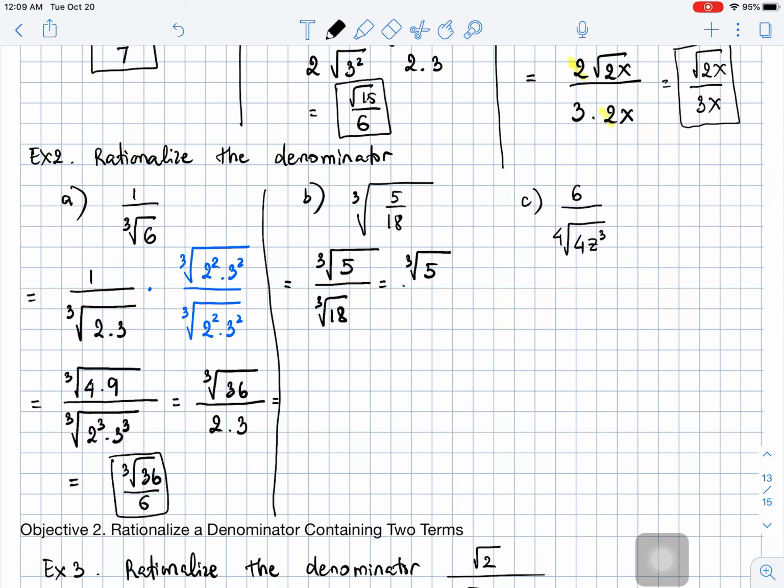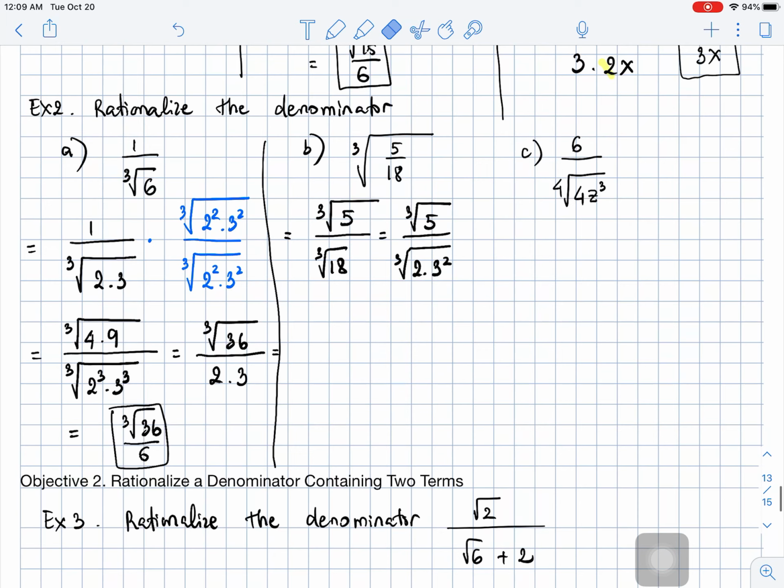Problem B, we need to separate the top and the bottom because we just want to rationalize the denominator. So we're going to use the quotient property. We separate the 5 and the 18. Now let's write 18 in prime factorization form. So 18 is 9 times 2, and 9 is 3 squared. So we need to write it in exponent form. Then we need to do the rationalize step. So we need to do both for 2 and 3.